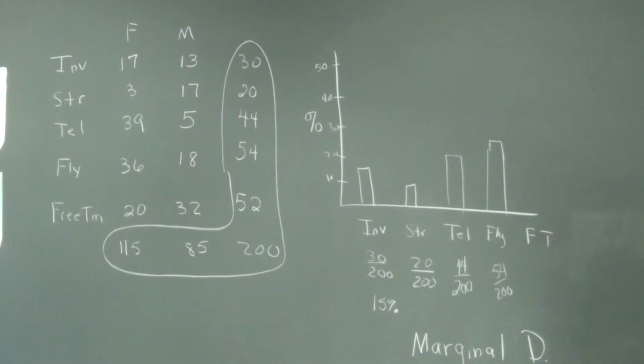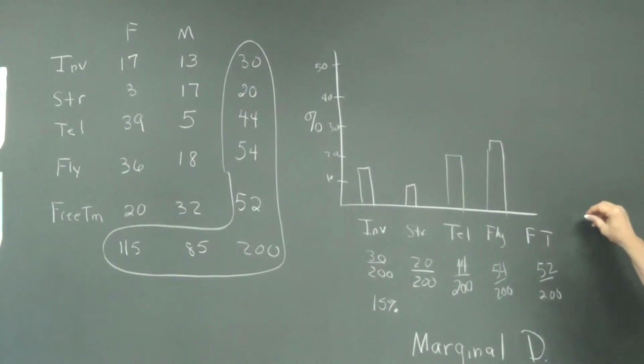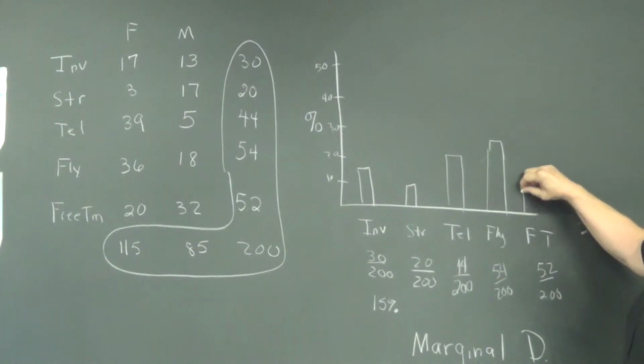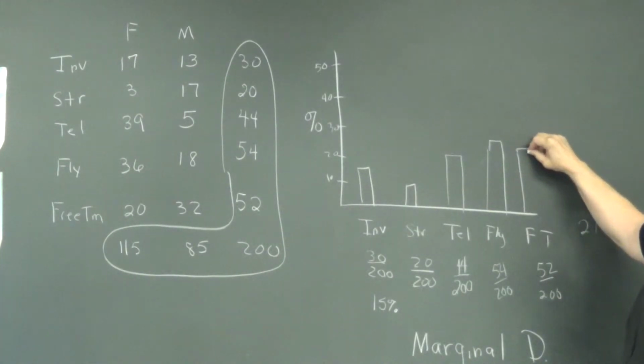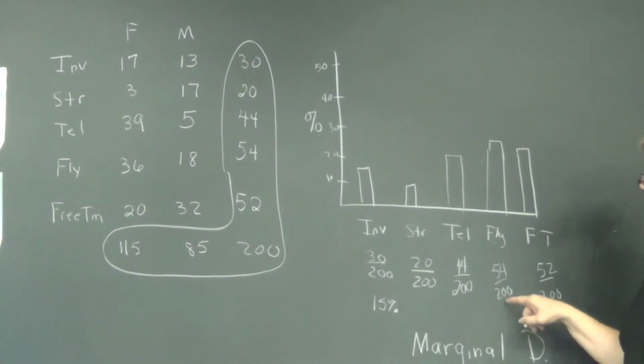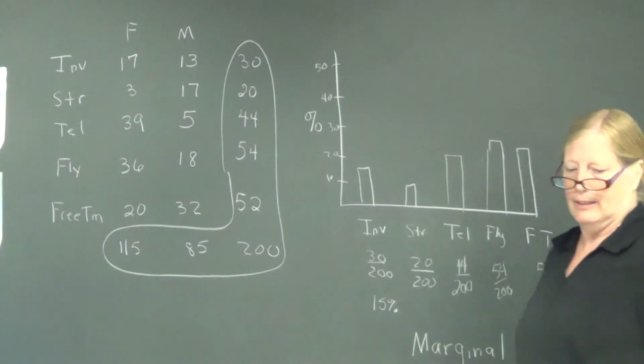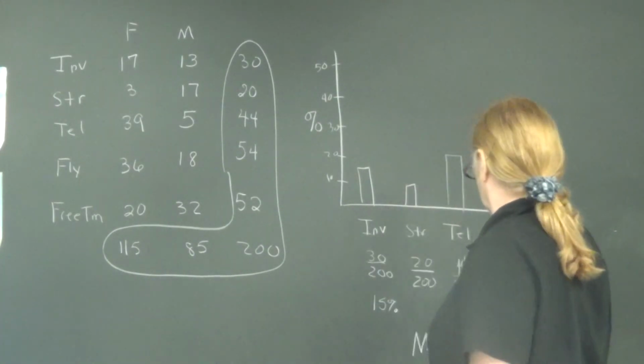All right, Elena, what about freezing time? So it'll be 52 divided by 200. Right. Half of 52 will give us a percentage. So it'll be 2 into 52, 26. All right. What was flying? 54, so 27. All right. Did I get that marked right?